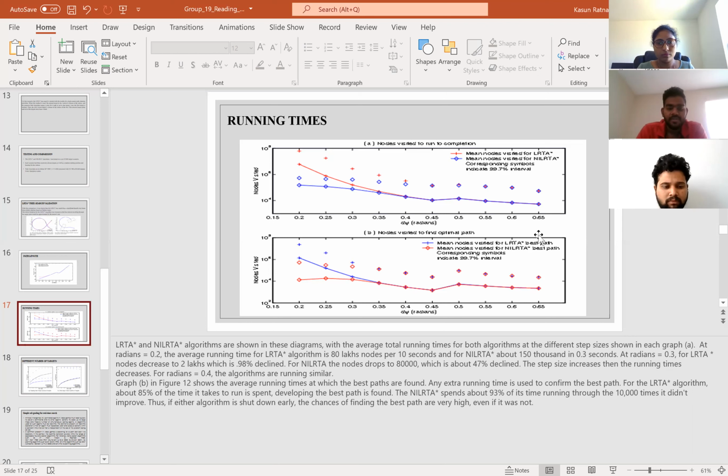Graph B shows the average running times at which the best paths are found. Any extra running time is used to confirm the best path. For the LRTA star algorithm, about 85% of the time it takes to run, the best path is found. The NILRTA star spends about 93% of its running time running through the 10,000 runs where it doesn't improve. Thus, if either algorithm is shut down early, the chances of finding the best path are very high, even if it is not guaranteed.